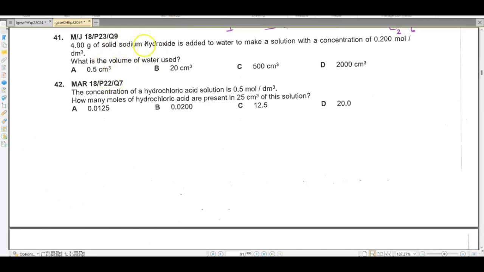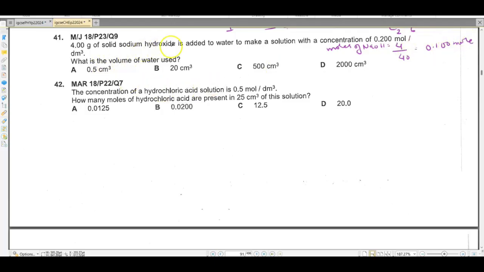4 grams of solid sodium hydroxide is added to water to make a solution with concentration of 0.200 mole per decimeter cube. What is the volume of water used? First we need to find the moles of NaOH, since we've been given its mass. So it's 4 by 40. This gives you 0.100.